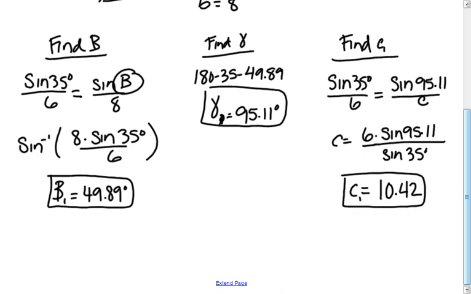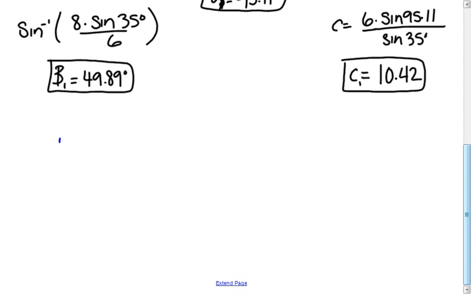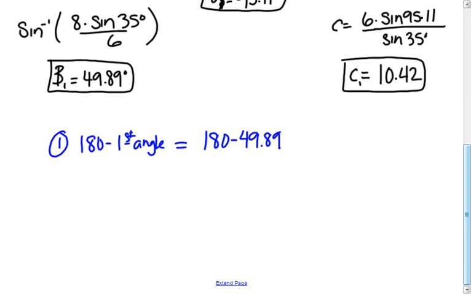So here's where I'm at. Now I've done my problem, but remember, I set up law of sines, and the very first piece of information I had to find was an angle. And that, again, is a clue that you have to check for that second set of answers. Okay, and here's how you check for that second set of answers. I take 180 minus the first angle that I found. So in this case, I will do 180 minus 49.89. And when I do that, that comes out to be 130.11.